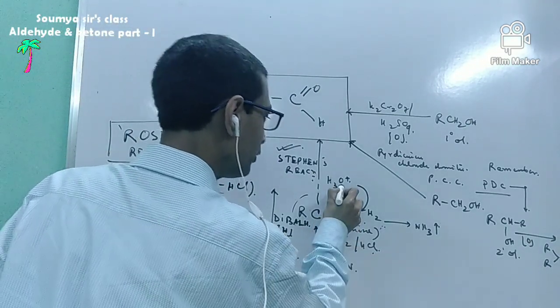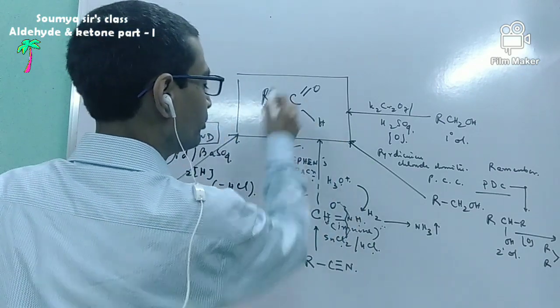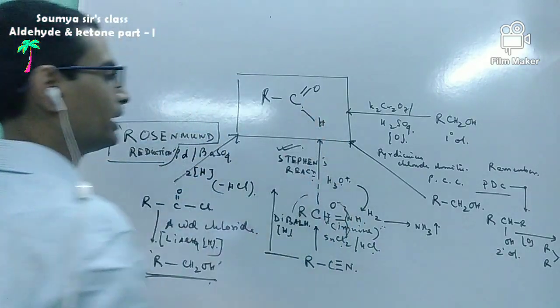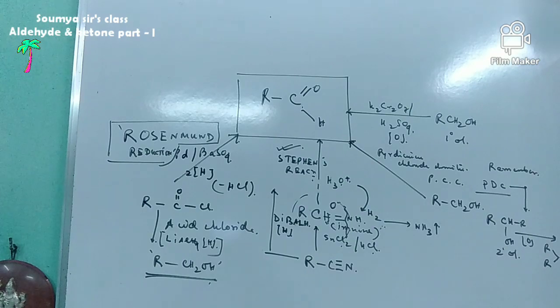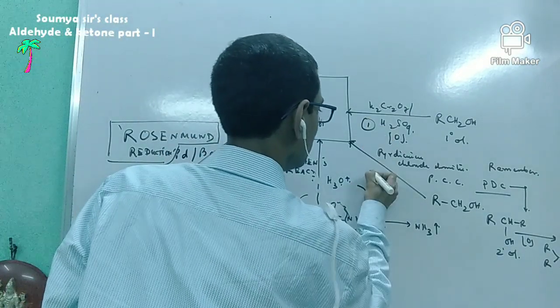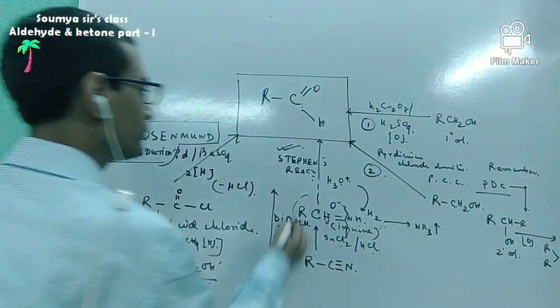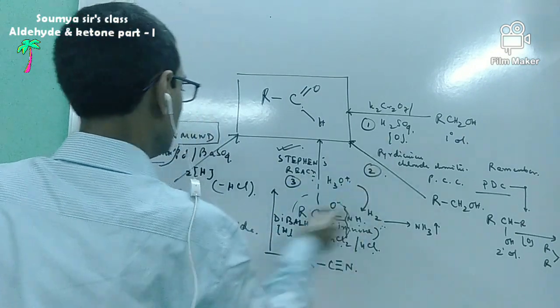So here it is 1, here it is 2, here it is 3. Out of 4, there are 2 strong name reactions. One is the Stephen reaction and one is the Rosenmund reduction.